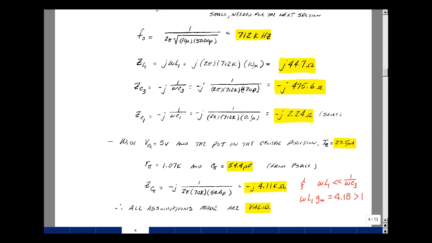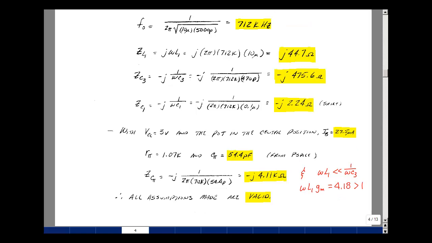Also, we had some other assumptions to get our negative resistance, and that was that omega L was much, much less than 1 over omega C3. And you can see right here, here's our impedance of L1, here's our impedance of C3, and it's, again, much, much smaller than that one. And also that omega L1 gm was greater than 1. Plug in the values of 2 pi times 712K times the value of L1, which is 10 microhenries, and the value of gm, calculated from the collector current or from the SPICE simulation, you get 4.18, and that's greater than 1. So all of our assumptions are valid for making this an oscillator circuit.